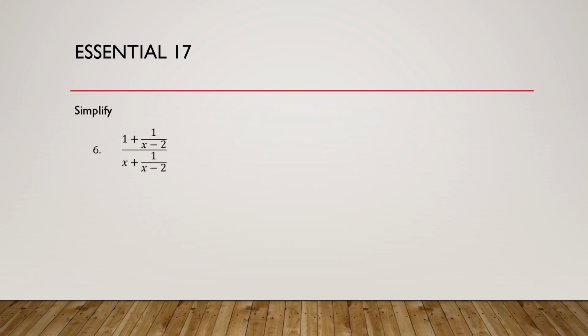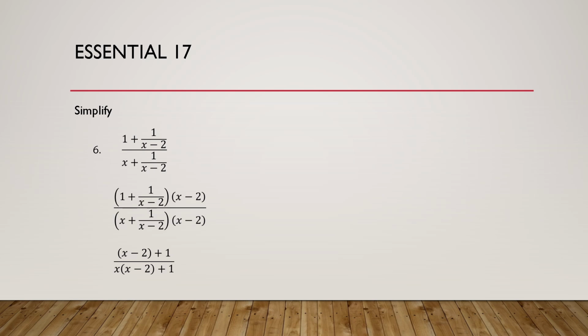Simplify the expression 1 plus 1 over x minus 2, all over x plus 1 over x minus 2. We start this by multiplying x minus 2 times both the numerator and denominator. We then distribute x minus 2 to both terms inside the parentheses. This will cancel the compound denominator, giving us x minus 2 plus 1 over x times the quantity of x minus 2 plus 1.